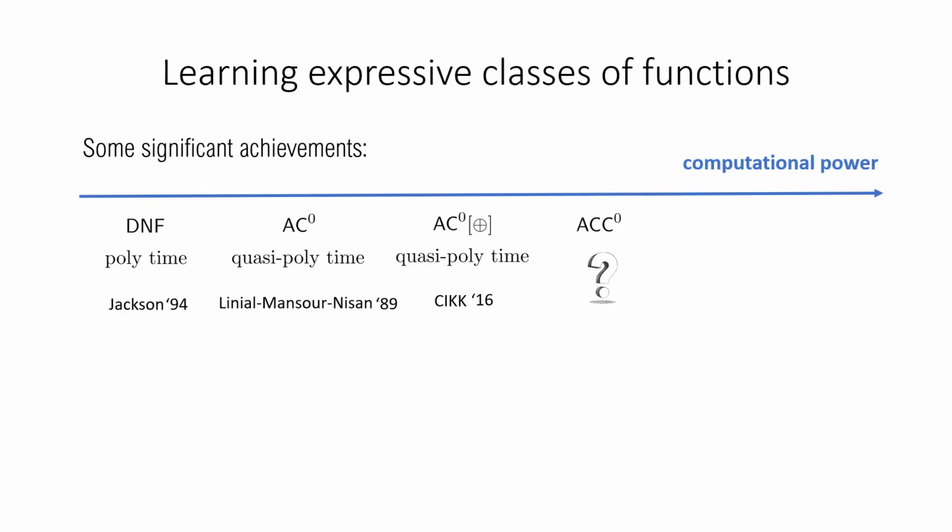Learning algorithms for several expressive classes of functions have been discovered. For instance, there's a polynomial time membership query algorithm for the important class of DNFs. We also have quasi-polynomial time learning algorithms for different classes of constant depth circuits. But here, similarly to what happens in circuit complexity, as we increase the allowed gate types in the circuit, many questions remain wide open.